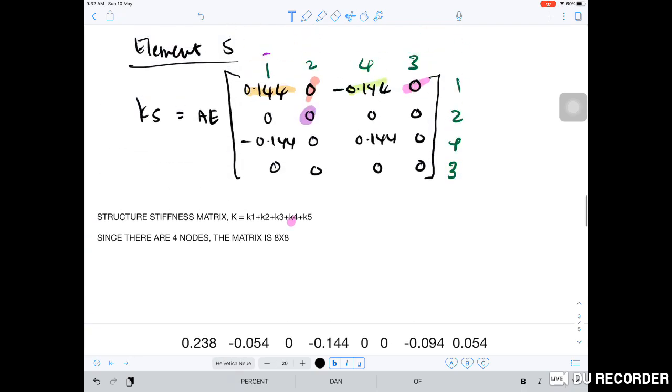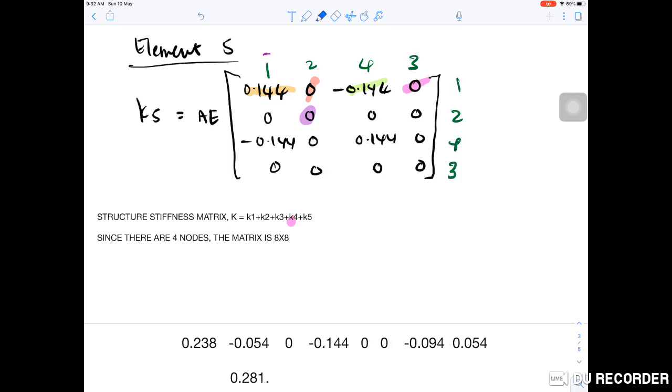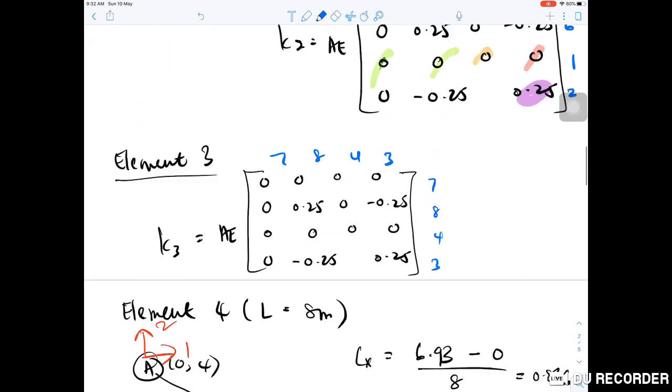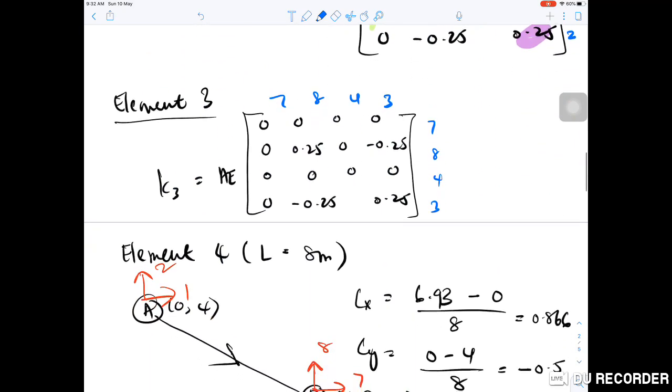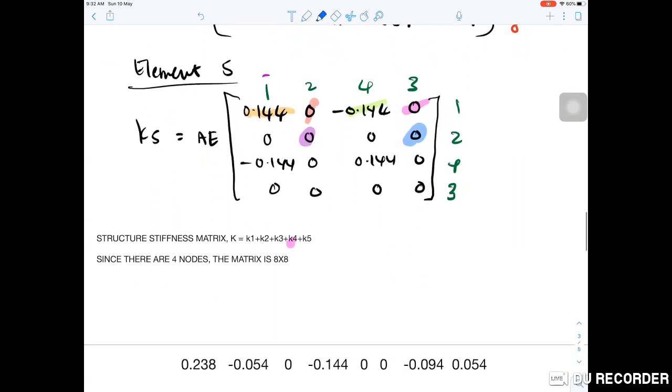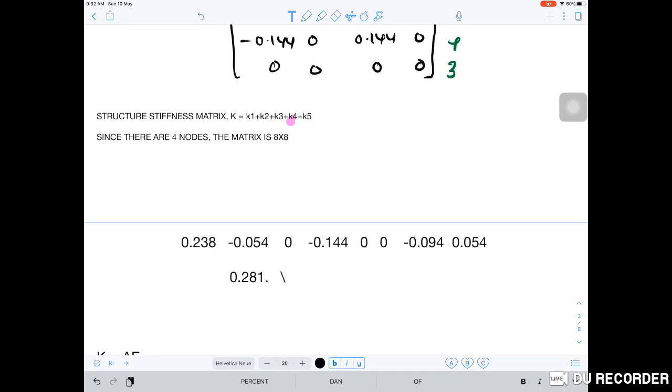What about 2 3? We find 2 3. There is no 2 3, so 2 3 is 0. Okay, then we move to 2 4.